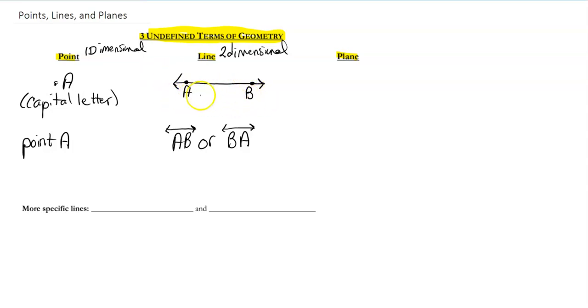Another way that you can write a line that's not with 2 points is maybe sometimes at the end there's a lowercase cursive letter. And so that is called line m. So that's a lowercase cursive letter. So 2 capital points or a lowercase cursive letter. All right, so let's follow the pattern here. We had one-dimensional, two-dimensional. A plane is three-dimensional.